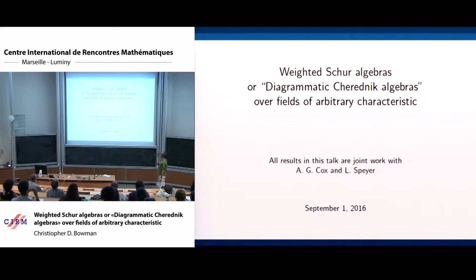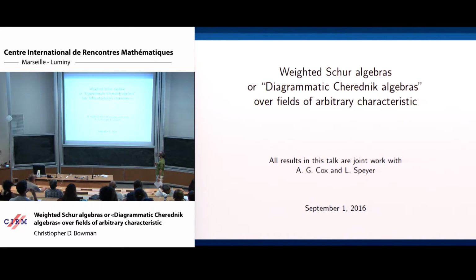So what I'm talking about today is diagrammatic Cherednik algebras, and I've put a little proviso at the top there because I think some people in the audience might object to the term Cherednik algebras, so you could call them weighted Schur algebras if you prefer. And I'm going to look at them over fields of arbitrary characteristic. And all the results in this talk are joint with Anton Cox of City University and Liron Speyer of Osaka.